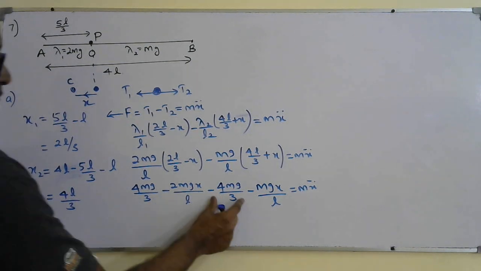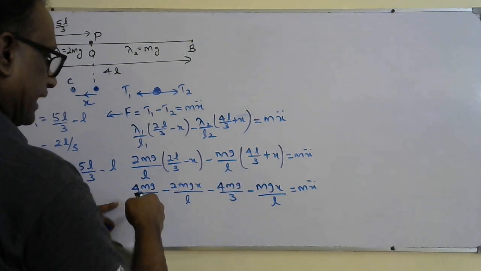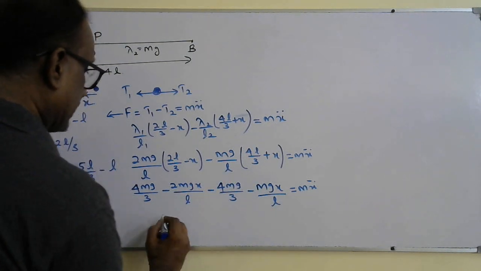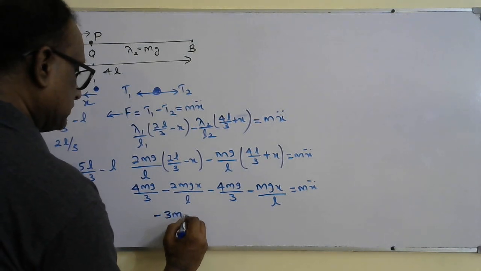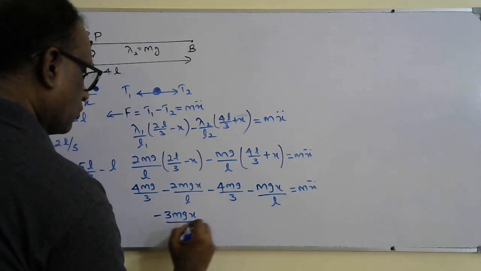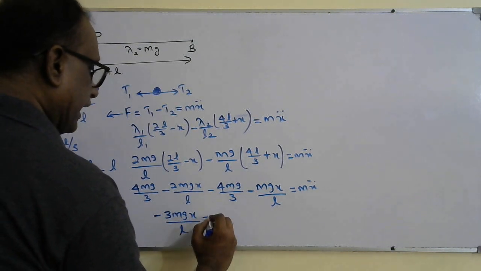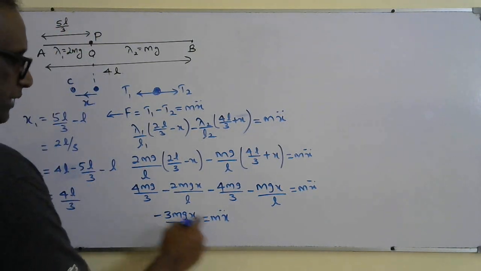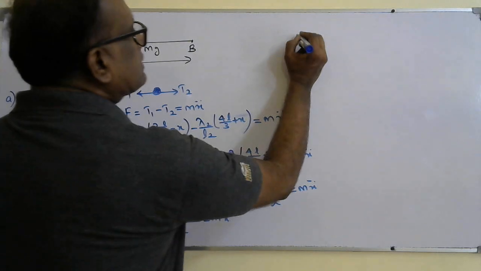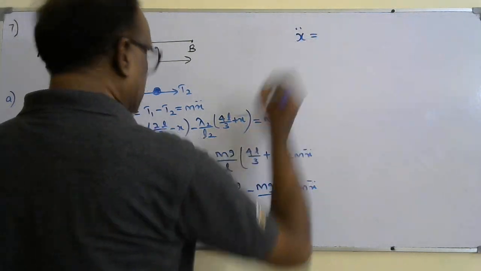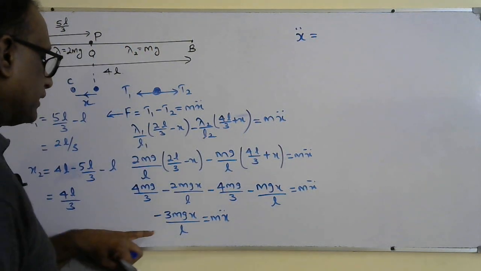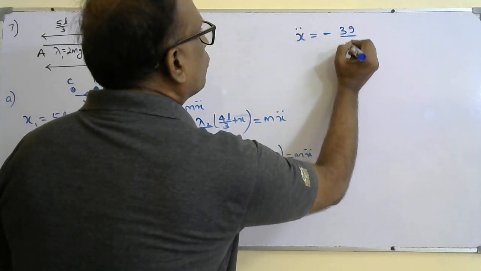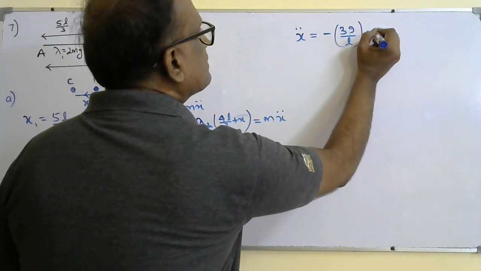4mg over 3 minus 4mg over 3, they will get cancelled. Minus 2mgx over L minus mgx over L, so that means minus 3mgx over L equal mx double dot. So rearrange it in the form, m will get cancelled, so x double dot equal to minus 3g over L x.